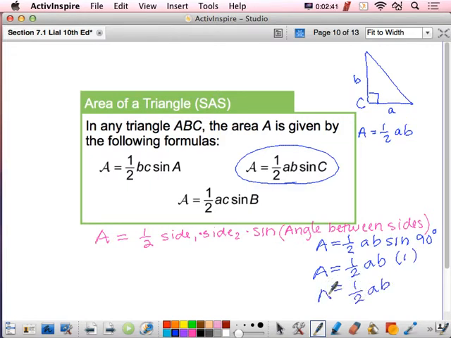So the formula that you've known since you were young is actually just a very specific case of this formula right here for the right triangle. Isn't that interesting? Just happens to be the sine of 90 is 1, so you don't have to factor anything in there. And that's for right triangles only.